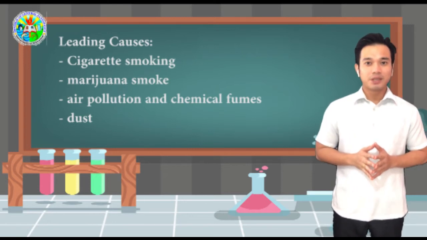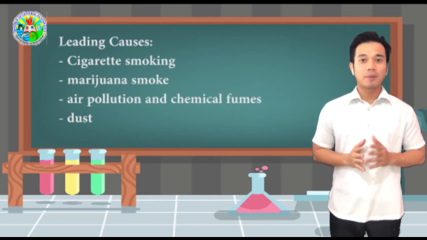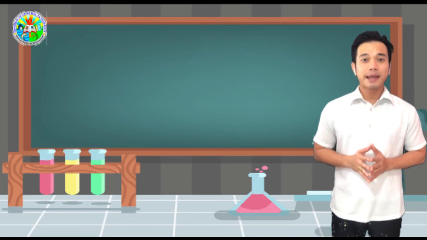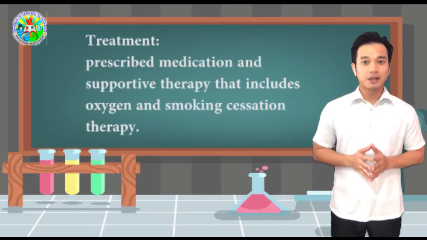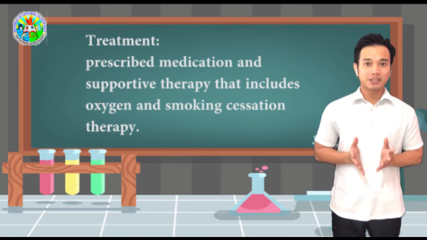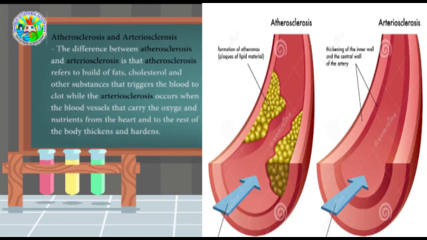Cigarette smoking is the leading cause of COPD, as well as marijuana smoke, air pollution, chemical fumes, and dust. A person with emphysema could be treated using prescribed medication and supportive therapy that includes oxygen and smoking cessation therapy.